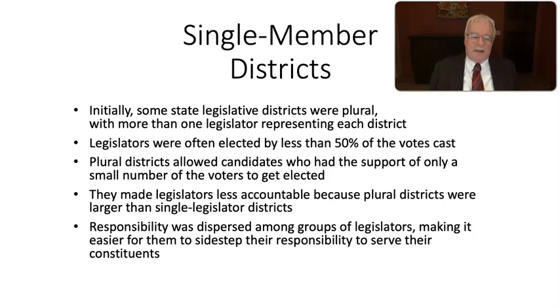So plural districts therefore let candidates with little support of the population get elected. They also made legislators less accountable because plural districts were larger than single legislator districts. If you're going to have 5 legislators in a district and you only have maybe 50 in the whole state, you're only going to have 10 districts. Whereas if you had one legislator in a state with 50 legislators, you would have 50 districts. So they became very large, these districts.